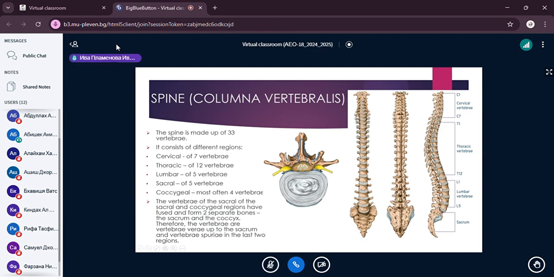And the vertebrae of the sacral and the coccygeal regions have fused and formed 2 separate bones, the sacrum and the coccyx. Can you see my mouse? Or no? Yeah, we can see it. Okay, perfect.